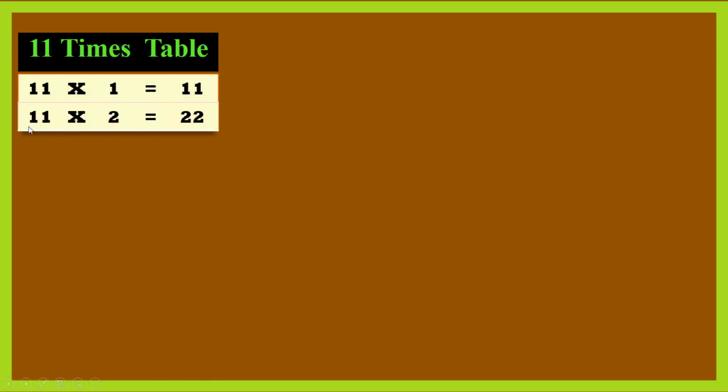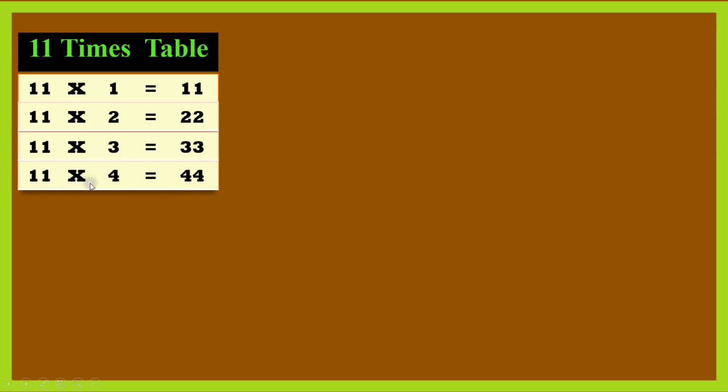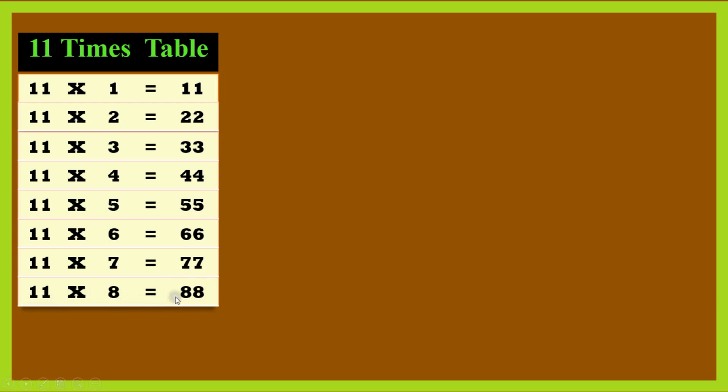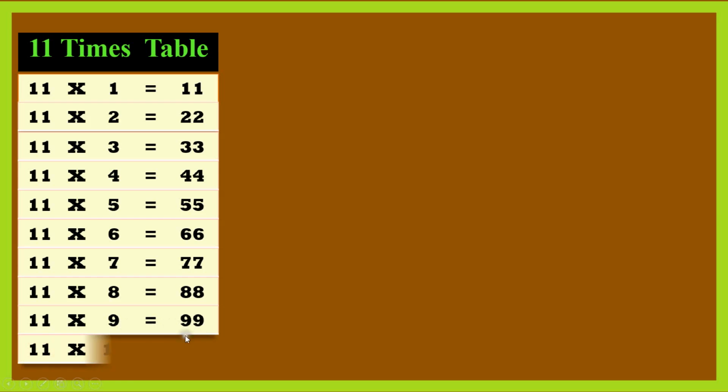11 times table. 11 times 1 is 11. 11 times 2 is 22. 11 times 3 is 33. 11 times 4 is 44. 11 times 5 is 55. 11 times 6 is 66. 11 times 7 is 77. 11 times 8 is 88. 11 times 9 is 99. 11 times 10 is 110.